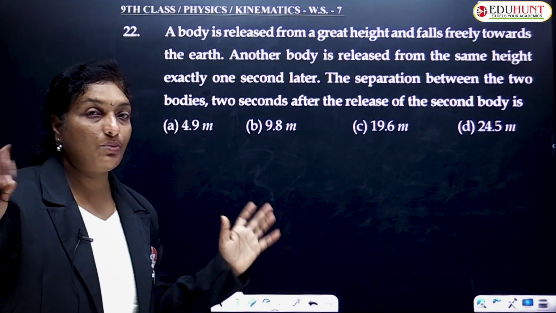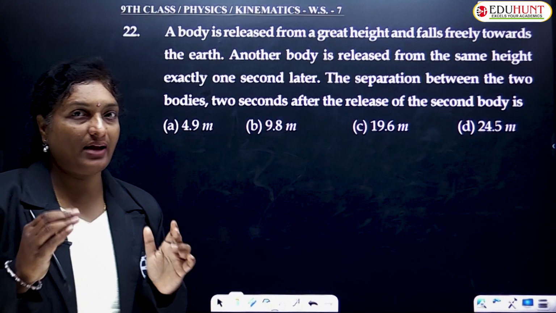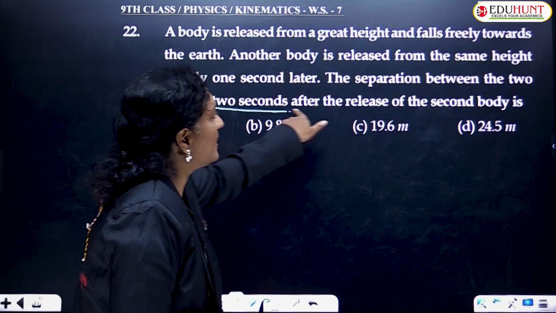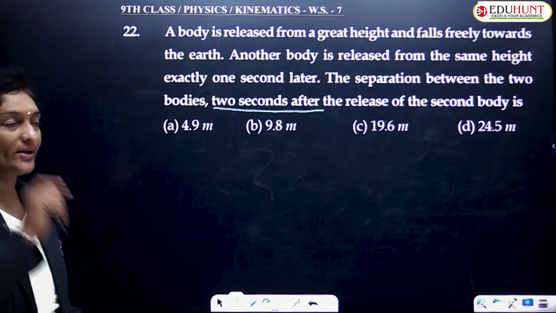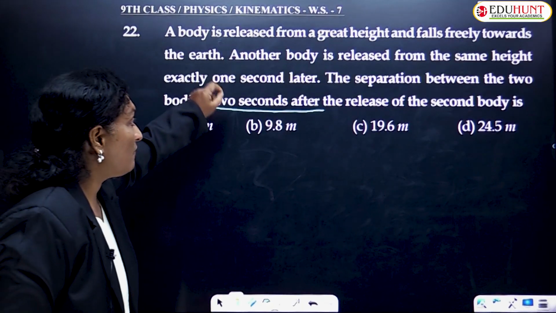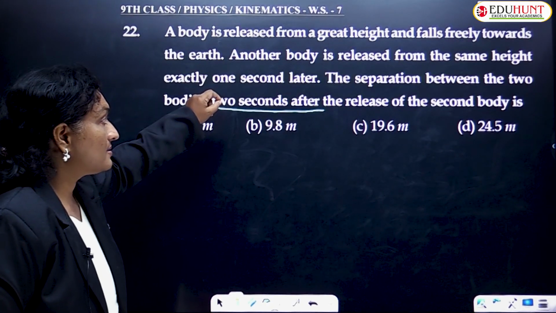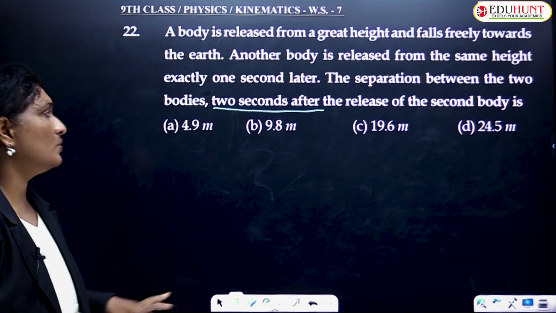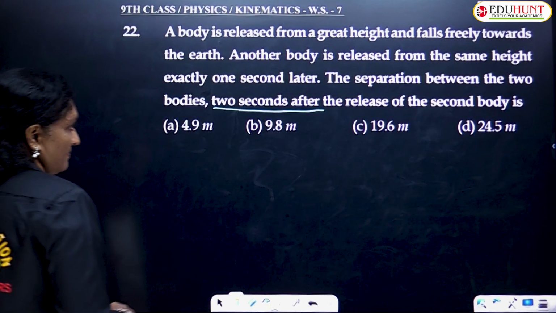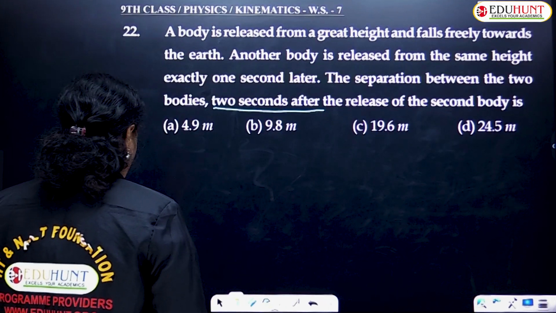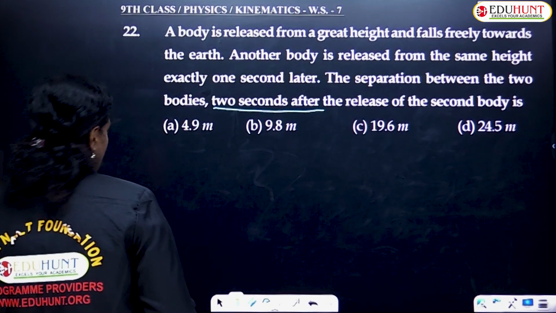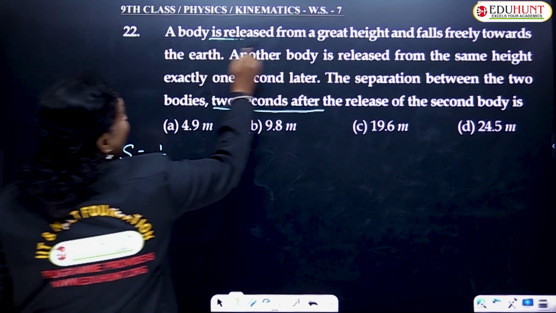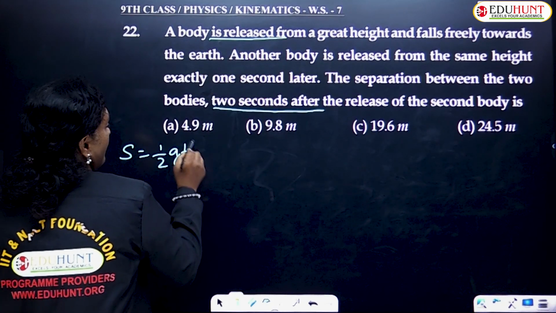If the first body travels for x seconds, the second body would have traveled x minus 1 second. The separation between the two bodies is asked 2 seconds after the release. This point you need to understand. So if the first body travels for 3 seconds, the second body would have traveled only for 2 seconds. Like that you have to consider. Since it is released, it means freely falling body.